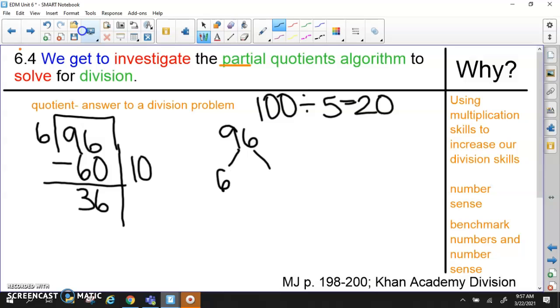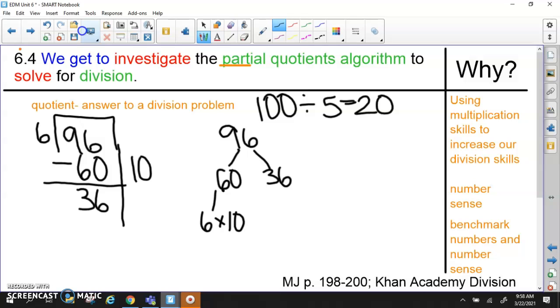Yeah, so I'm pulling 96 apart into 60 and 36, right? Yeah, so I can do 6 times 10 is 60, right? Okay. And that's what I'm doing here. 6 times 10 is 60. Okay. What I have left over is 36.